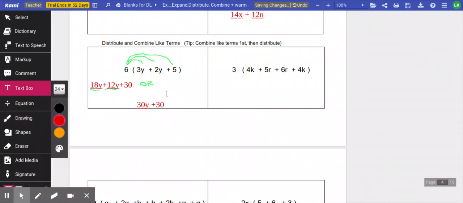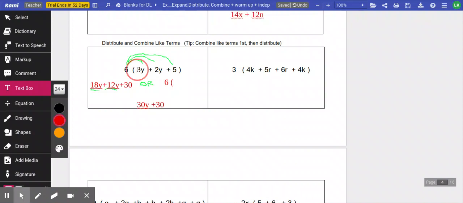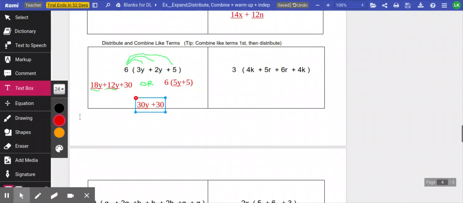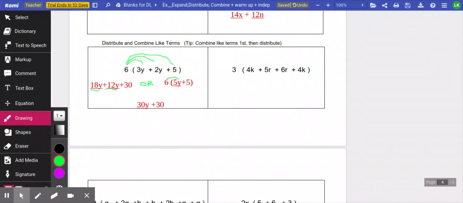The other method looks like this. You can combine your like terms inside the parentheses first. So I still have my 6 in my open parentheses, and let's combine the things inside. Well, I know that 3y and 2y would make 5y. And I have a plus 5 in there that can't be combined with anything. And if I don't want to combine afterwards, I can just do this now. 5 times 6y is 30y, and 6 times 5 is 30. Either way, we get the same answer.